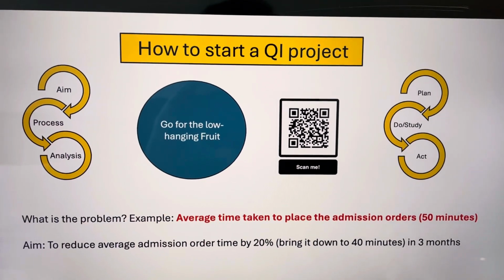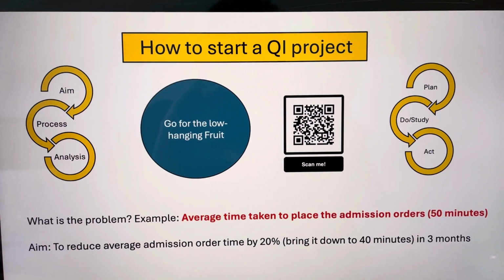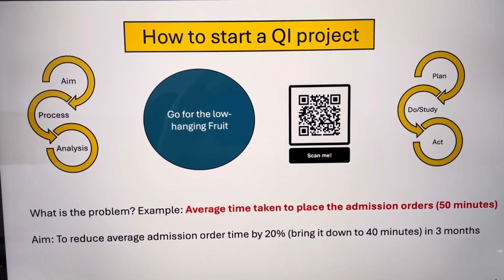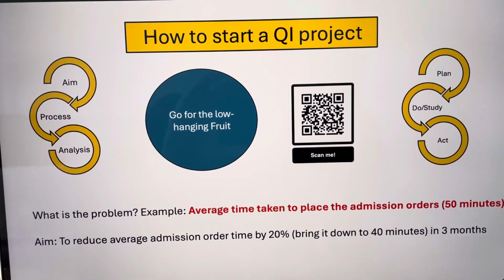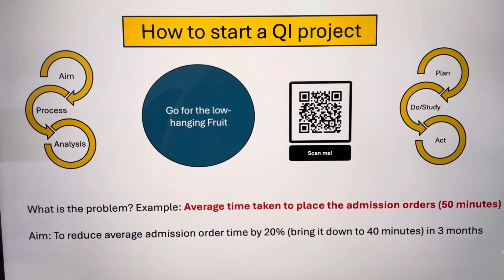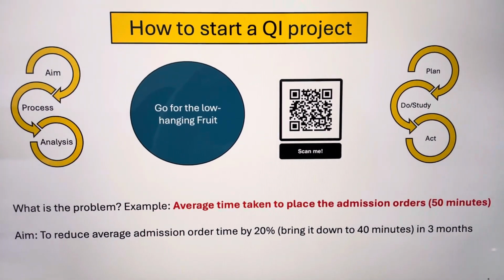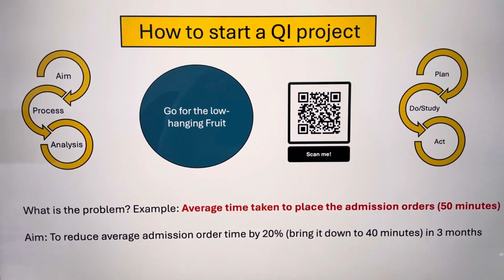Hello everyone. Moving on. So today we are going to talk about an interesting topic, which is how to start a quality project. I'll run through 7 slides, so it should not take more time. Basically, the idea is you should go for what I call a low-hanging fruit. Look for something which is doable and easy, and does not require a lot of funding.